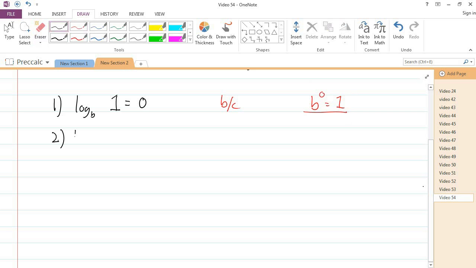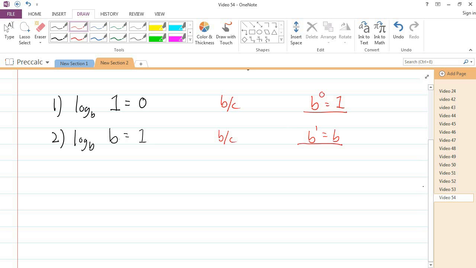Property 2 is similar. If I take a log of my base, and the base has to be valid, meaning greater than 0 and not 1, I'm going to get 1 as an answer. Log of my base is always 1. And this comes from the fact that if I take any number and raise it to the first power, I get that same number. So taking this fact and writing it out as an exponential gives me the second property.